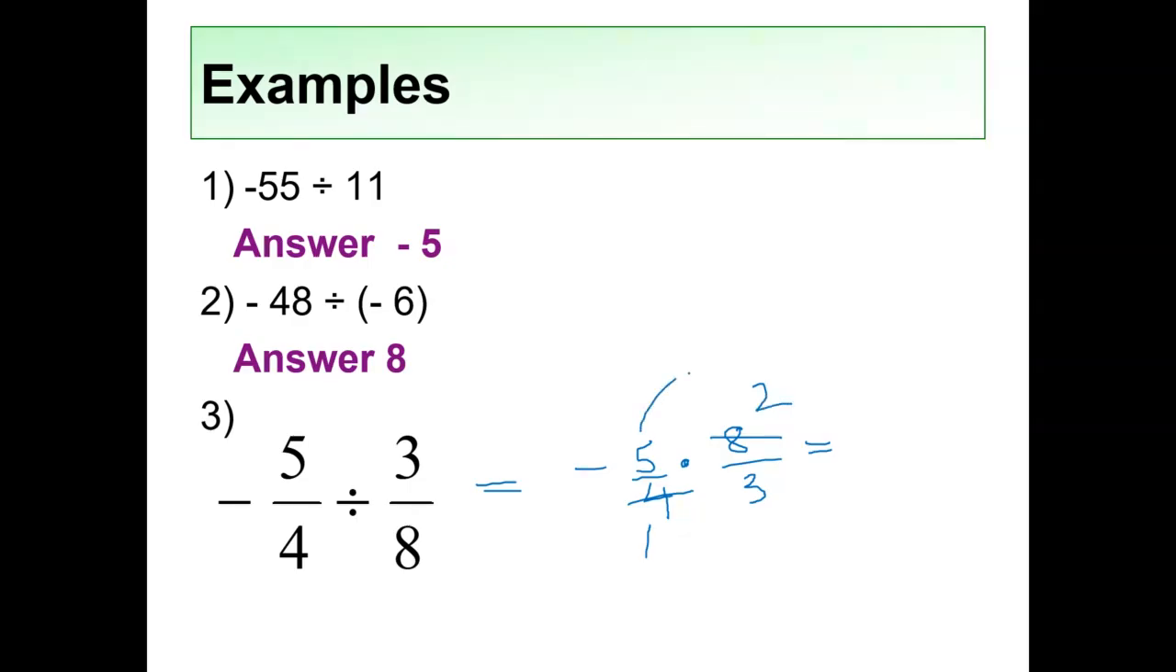And then go ahead and multiply. Negative 5 times 2 is negative 10, over 3 times 1 is 3. You could multiply first, then reduce, or you can reduce first and then multiply. The choice will be yours. The final answer will still be negative 10 over 3.